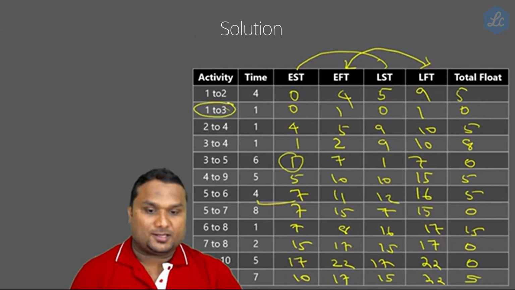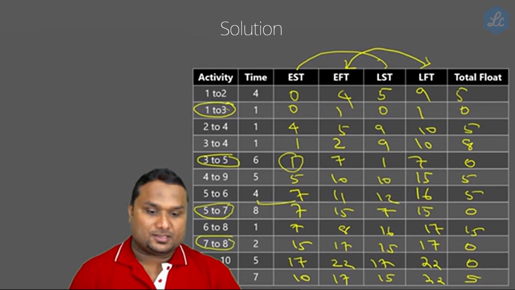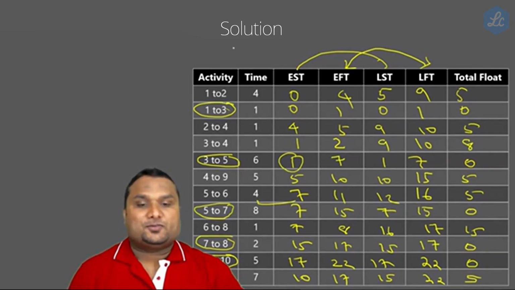Now the total float values are 0 over here. 1 to 3 it is 0. Then 3 to 5 it is 0. 5 to 7 it is 0. And 7 to 8 is 0. And 8 to 10 it is also 0. Actually, whenever the total float is 0, that is our critical path.